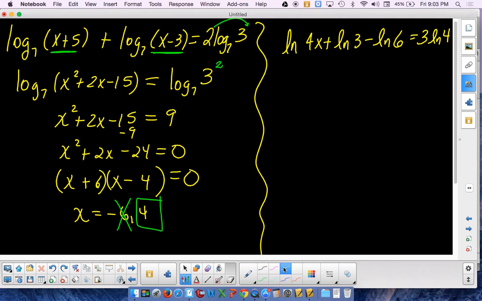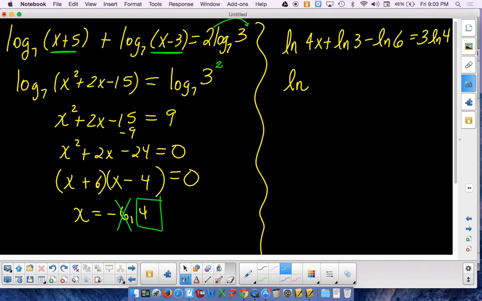Now some people are bothered on this one by the fact that I have a natural log plus another log, and then I also have a subtraction. Are you allowed to have 3 things in one problem? And the answer is sure. And you're also allowed to deal with all 3 of them at once.